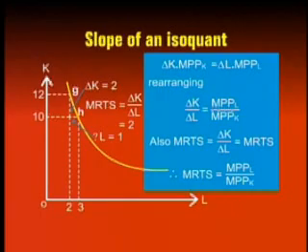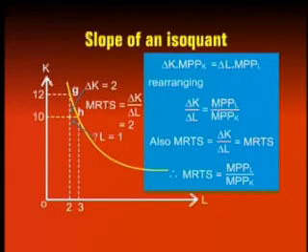Now, rearranging, we can say that delta K over delta L is equal to MPPL over MPPK. But since delta K over delta L has already been established as the marginal rate of technical substitution, we can see how the MRTS equals the ratio of the marginal physical products of the 2 factors, labor and capital.